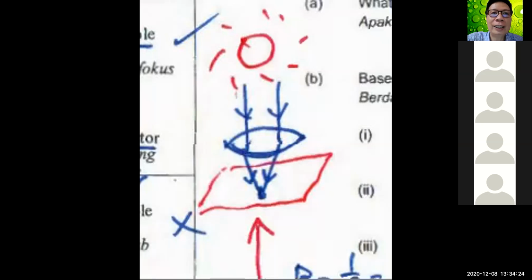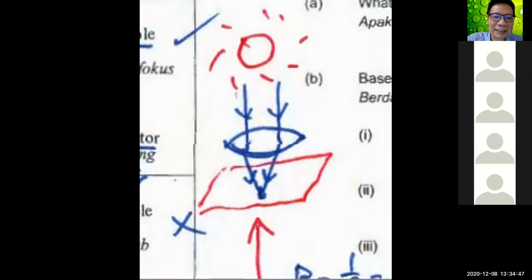This is 80% correct. Another 20%, the last part, you want to add something, Amanda? After you say the sunlight, all the sunlight focus onto the paper already, right? You need to explain a little bit. Why will the paper burn?